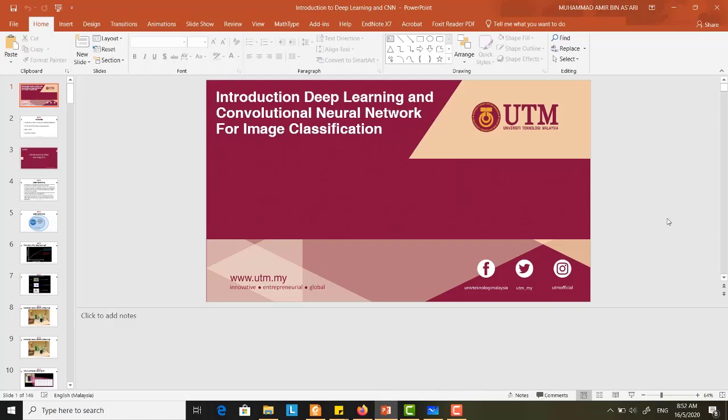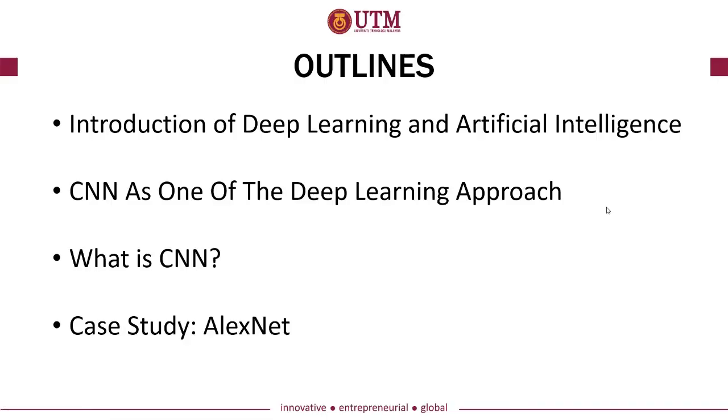We continue the artificial intelligence class with the last chapter, which is Introduction to Deep Learning and Convolutional Neural Network for Image Classification. This is the outline for this chapter. Introduction: I will talk about the introduction of deep learning and artificial intelligence. Of course, we will not emphasize artificial intelligence anymore, because it has been covered in the earlier chapters in this course.